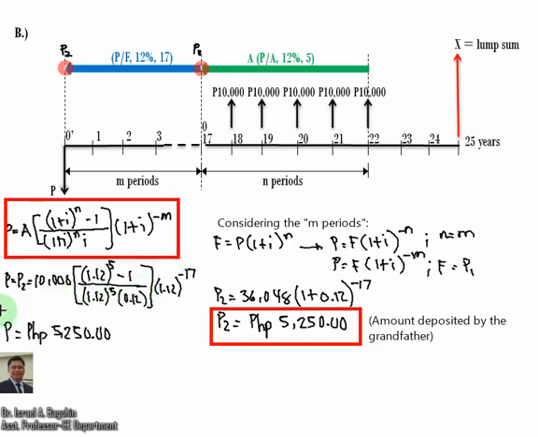So you now have the option of using the formula to calculate the value of P using A times the quantity 1 plus i raised to the n minus 1 all over 1 plus i raised to the n times i, and then you multiply this with 1 plus i raised to the negative m. So actually this is just referring to the present worth.